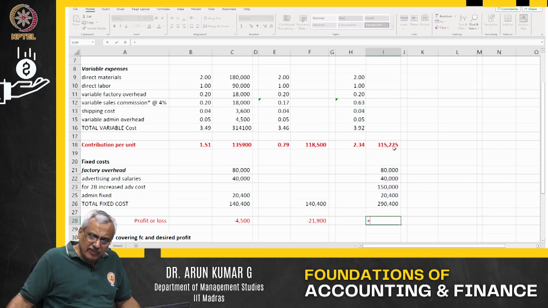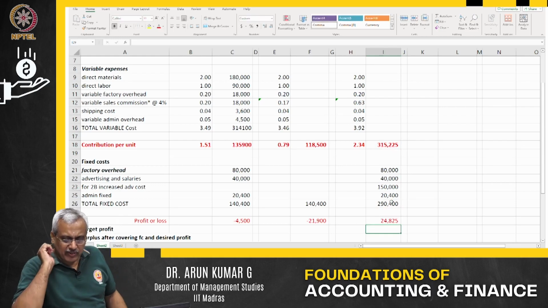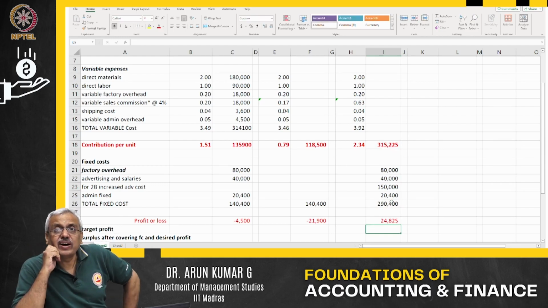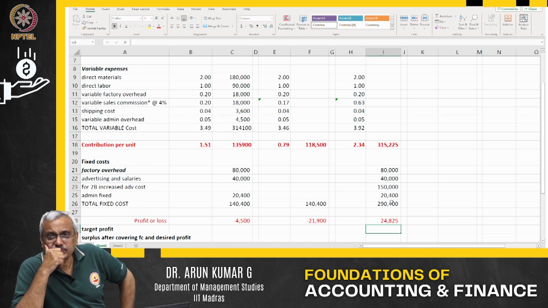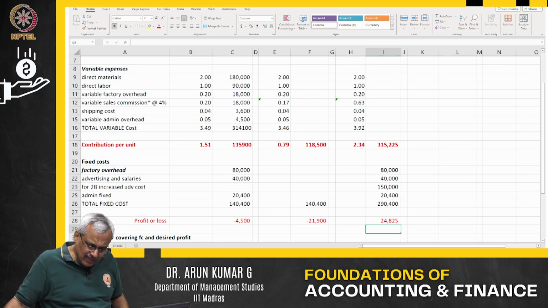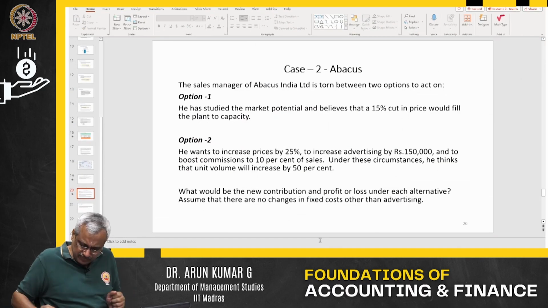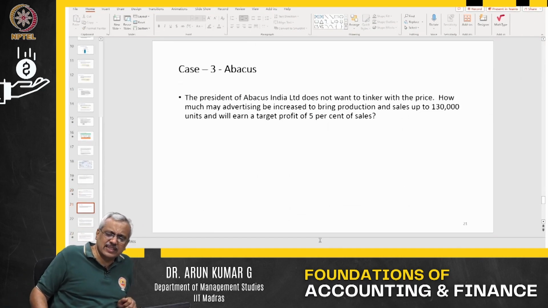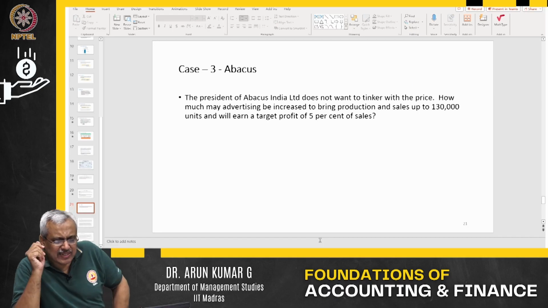So, what is my ultimate profit? My ultimate profit in this case is, yes, this is my profit. My profit is 24,825 in this case. Like that, there are other options. Case 3. In case 3, what does he say?